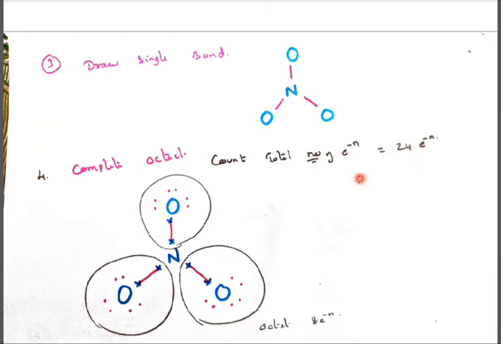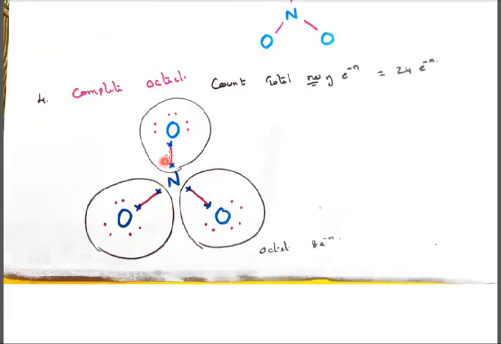So in the nitrate ion, here is the nitrogen. Each bond carries 2 electrons. Then around each oxygen 2, 4, 6 are valence electrons. According to the octet rule, 8 electrons should be present. So 2, 4, 6 plus the bonded electrons, 8 electrons.